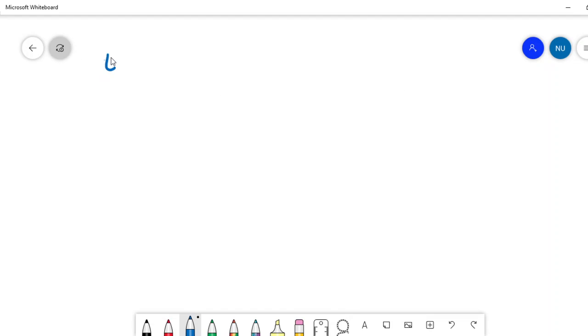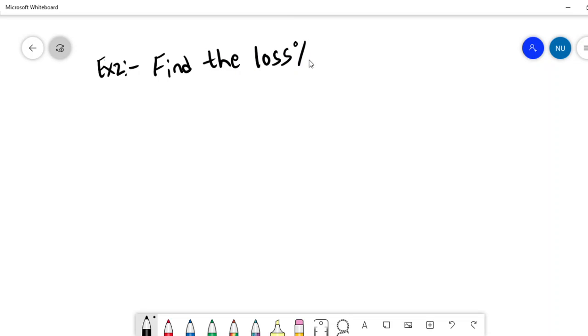Now, let us understand how to find loss percent. Let us take one more example. It is example 2. Find the loss percentage. Here in this sum, the CP is 3400. SP is equal to rupees 3060.